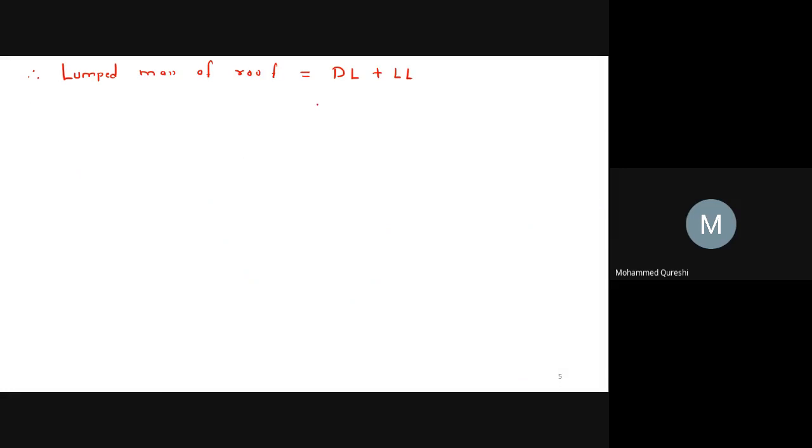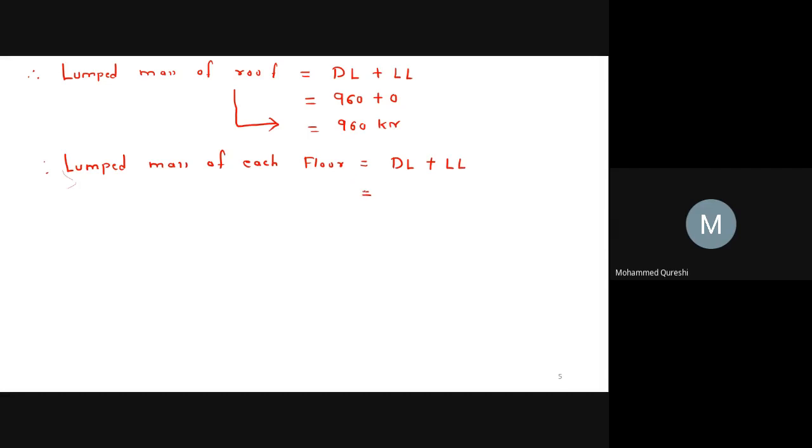So here lump mass of roof equals 960 plus 0 equals 960 kilonewton. So we get the lump mass for roof as 960 kilonewton. Now our next step will be lumped mass of each floor, which will be equal to dead load plus live load.